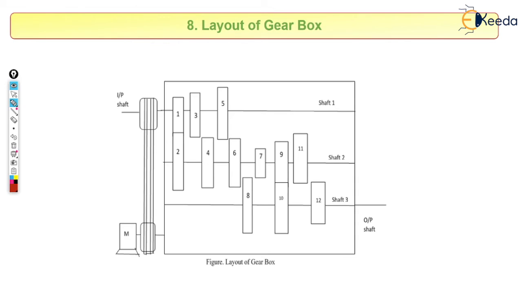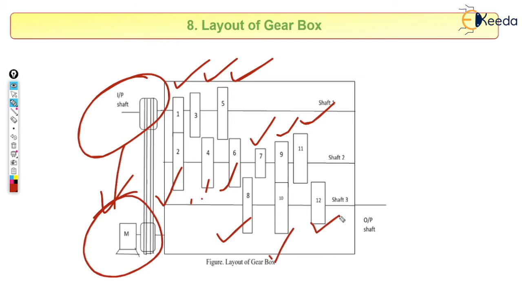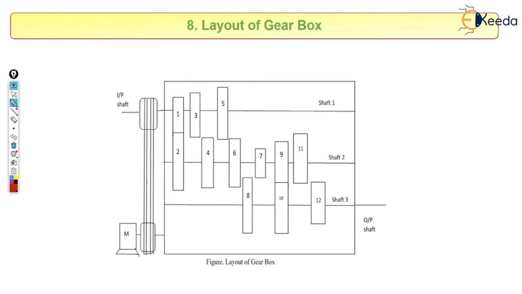As you can see here, we have a machine or a motor. The input shaft is connected to the motor, and on this input shaft you can see gears 1, 3 and 5 connected. Similarly, gears 2, 4, 6, 7, 9, 11 are connected to the second shaft, and for the last one, 8, 10 and 12. All these 12 gears are connected in a particular position on shaft number 1, 2 and 3, and at the end here we are getting the output.